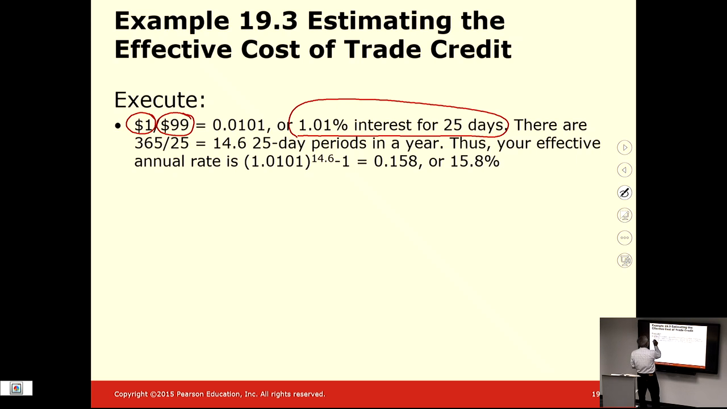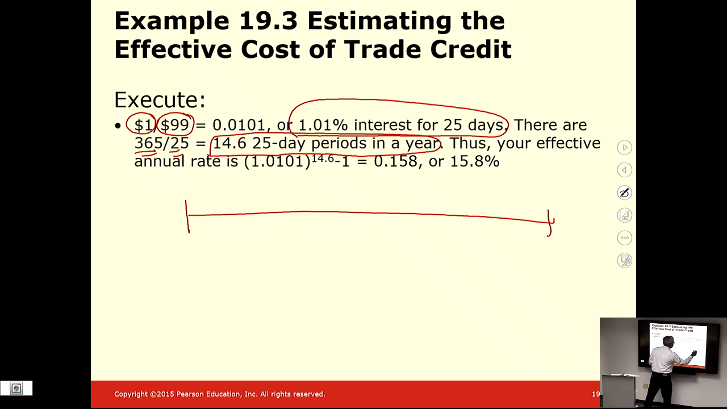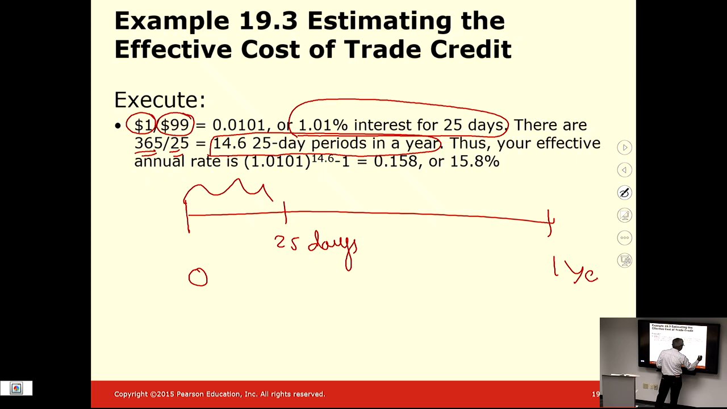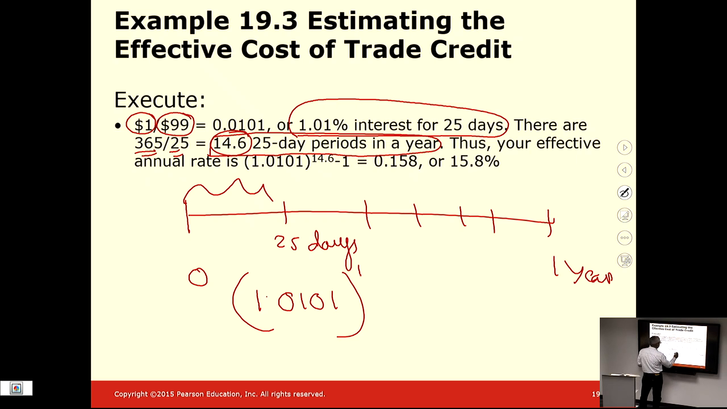So 365 divided by 25 means there are 14.6 25-day periods in a year. This is a 25-day period, but if I think of the end time being 1 year, I would have to repeat this 25-day period 14.6 times to get to 1 year. Thus your effective interest rate would be 1.0101 raised to the power 14.6, minus 1, or 15.8%.